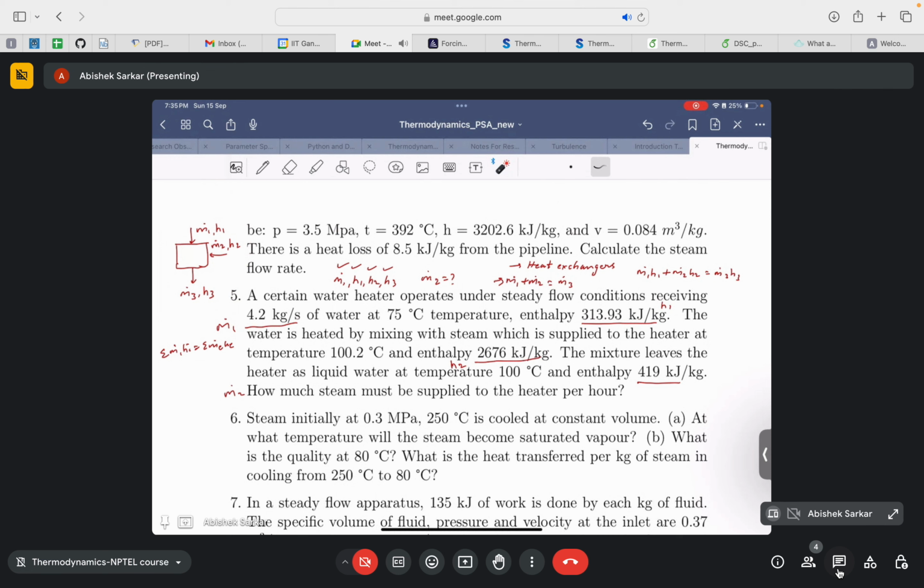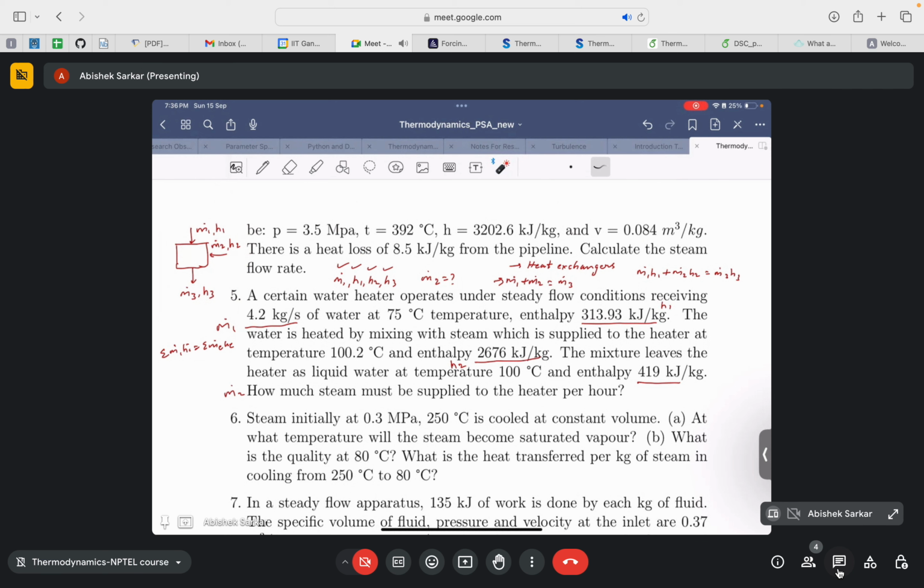So the question is, you need to find m2 dot. In the question we already have m1 dot, h1, h2 and h3 in hand, and I mentioned that through mass conservation you can easily say that m1 dot plus m2 dot would be equal to m3 dot, since it is a steady state process, right?